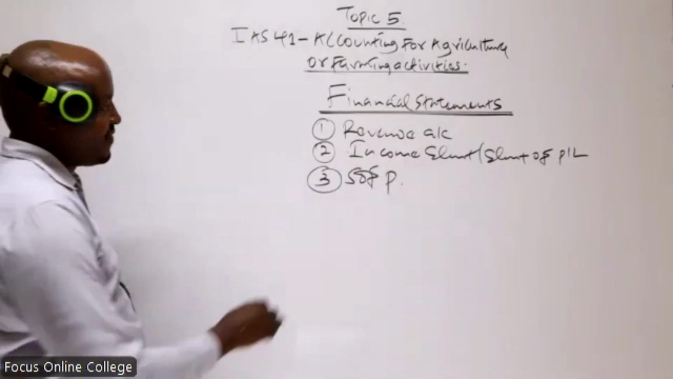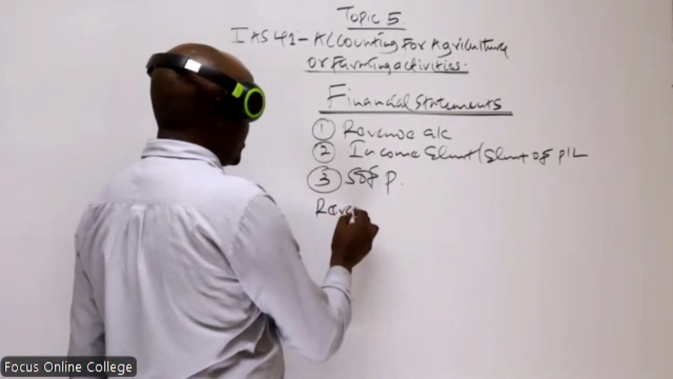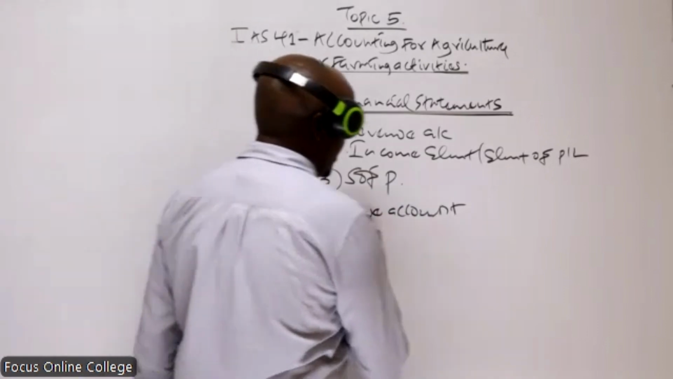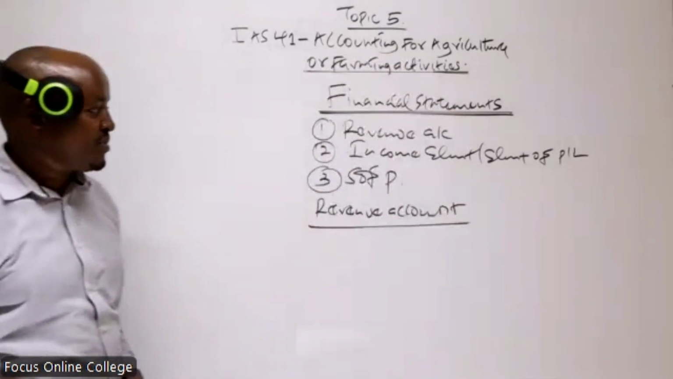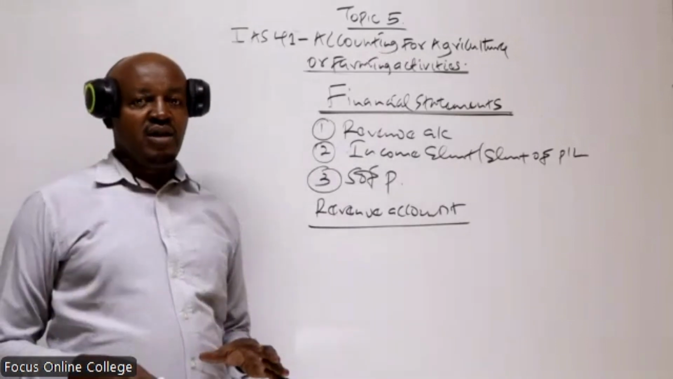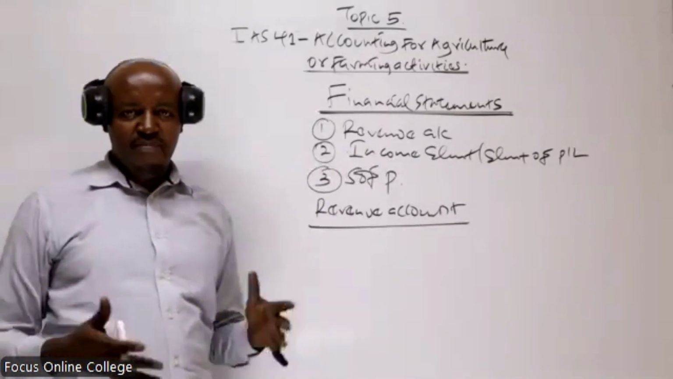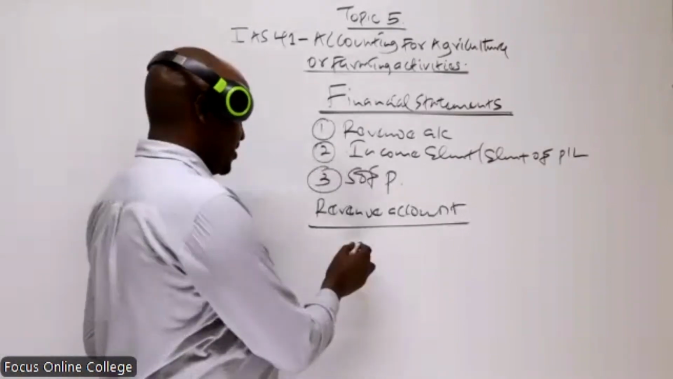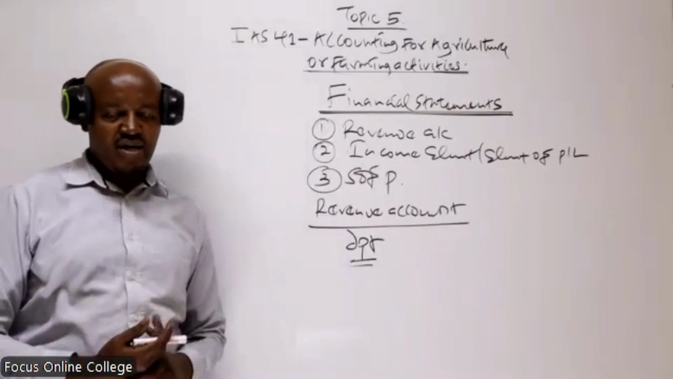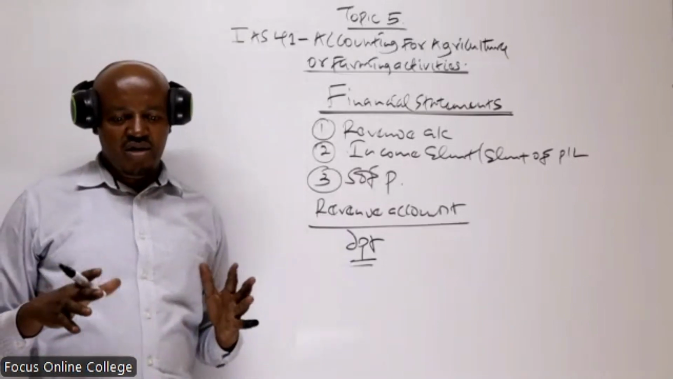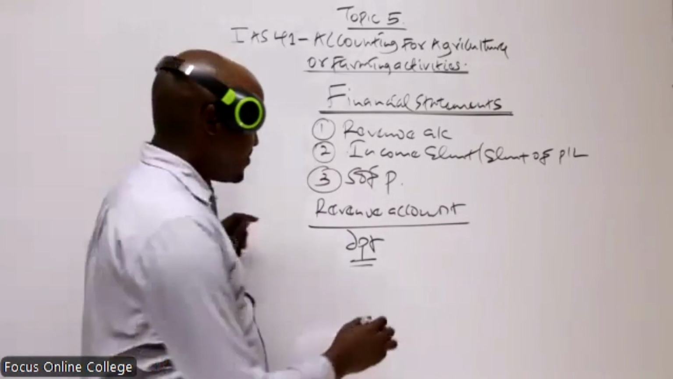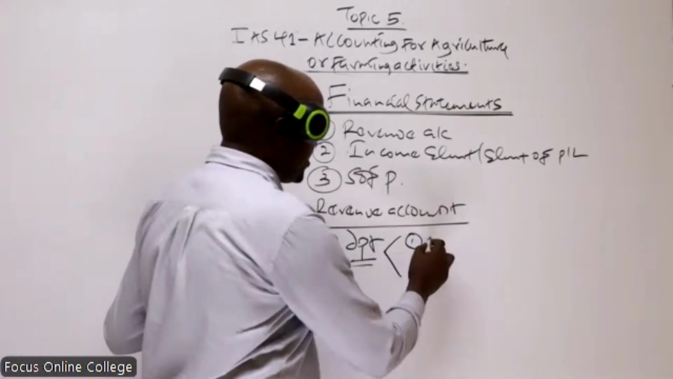I want to start with the first one, which is the revenue account. Basically, this is a final account which is prepared to determine the performance of different departments within a farming business. So when we talk about department, what do we mean by department? Assuming we have a company, and that company is involved in two major farming activities. For example, that company is involved in dairy farming.